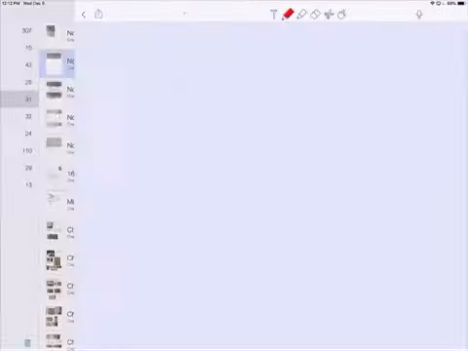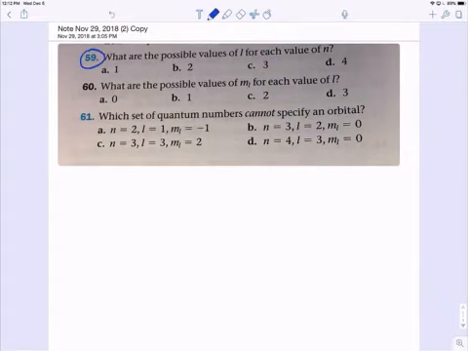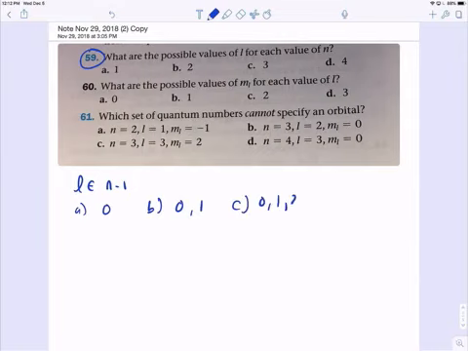Okay, so what are the possible values of L for each value of n? L exists up to n minus 1. So for A, it's 0. For B, it's 0 and 1. And for C, it's 0, 1, and 2. So what is it for 4? 0, 1, 2, and 3. Yeah. So everybody get that?